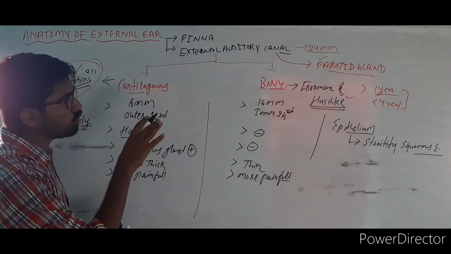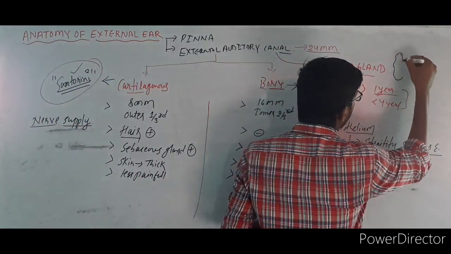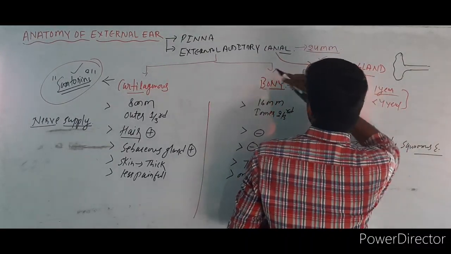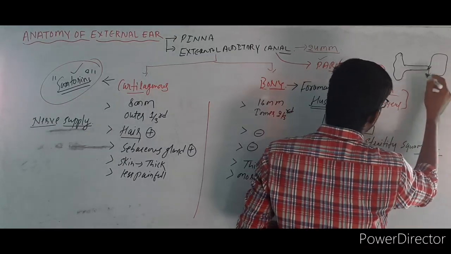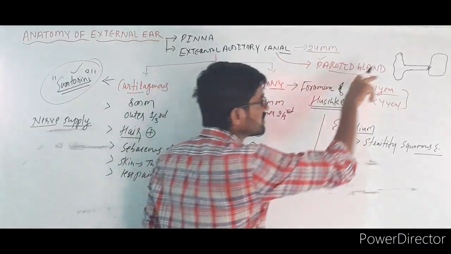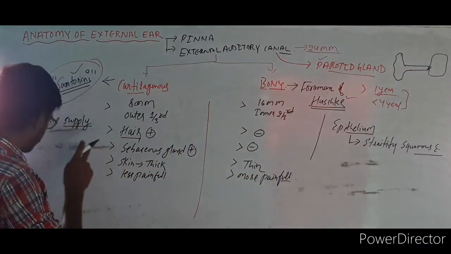If you want to draw a diagram, then draw like this. This is your external ear, and this is your external auditory canal, and here is the tympanic membrane, and after that this is the middle ear. One thing, the external auditory canal is not straightforward. Yes, it's not straight. I will tell you the directions. So now, nerve supply.